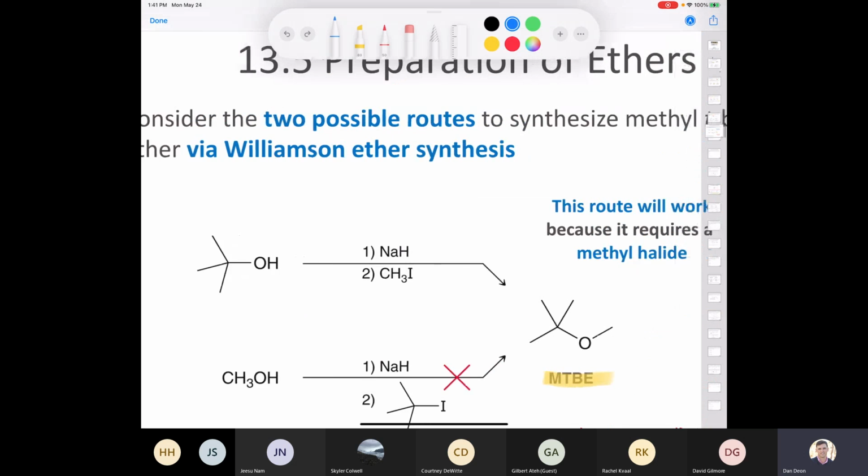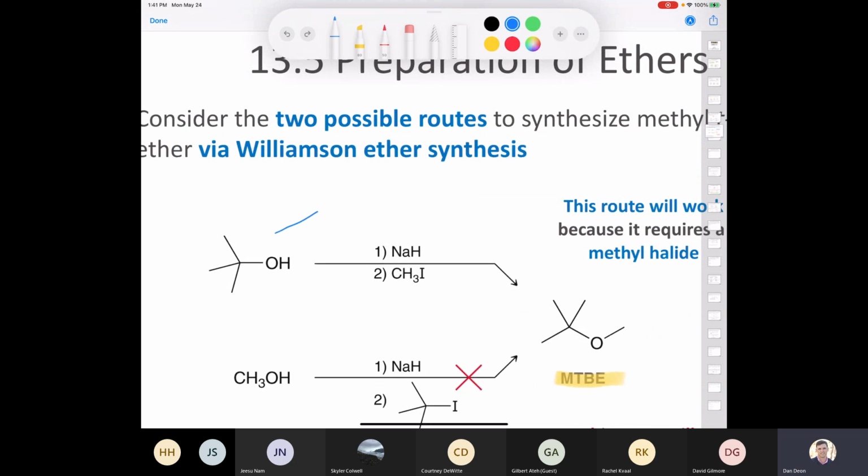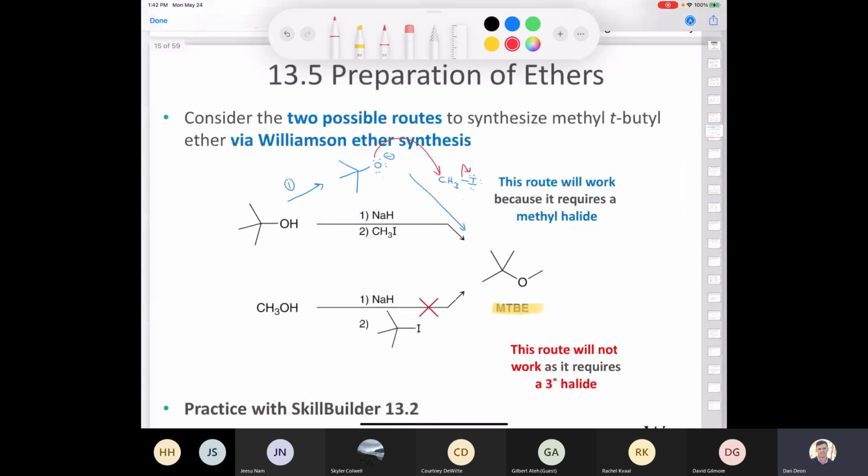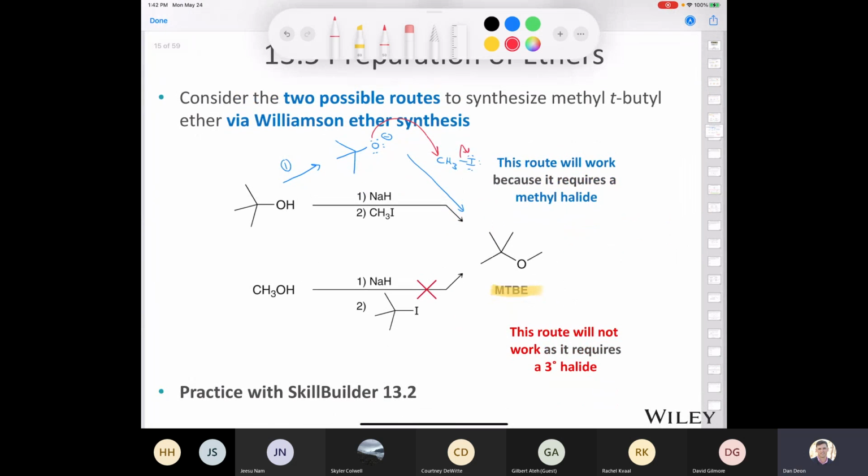Now, if you deprotonate tert-butanol in the first step, what do you make? You make tert-butoxide. And in the second step, what's your electrophile? It's methyl iodide. So you have the nucleophile and you have a methyl halide, so you're just going to do an SN2 like that, and it's going to work no problem. So therefore, if we were using the Drake meme, thumbs up. This would be a perfectly legitimate way to make MTBE.